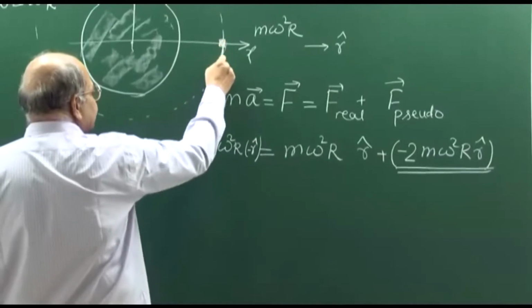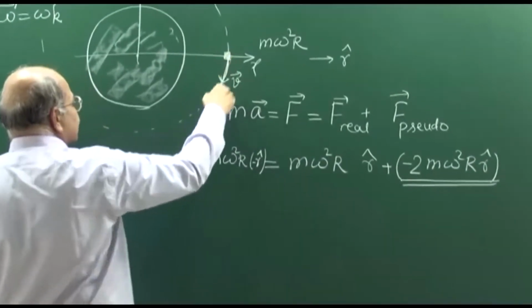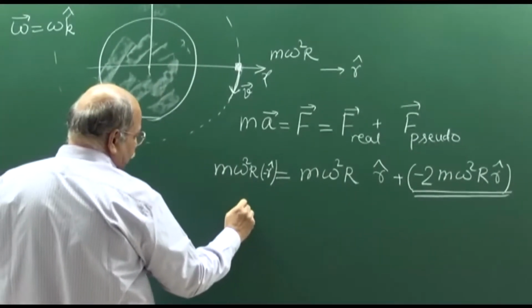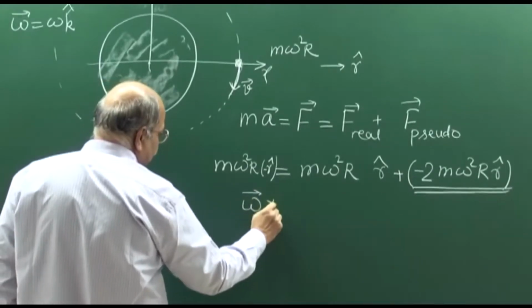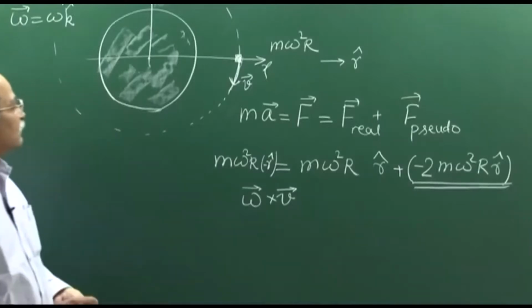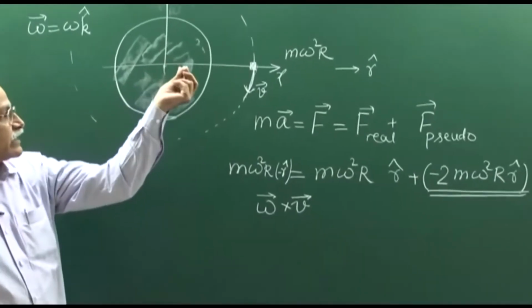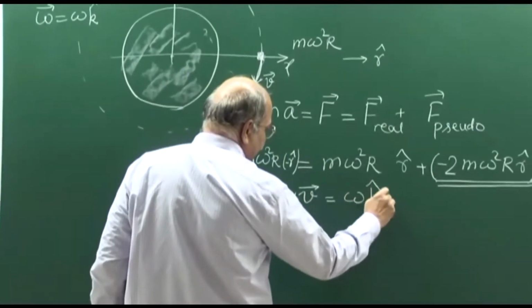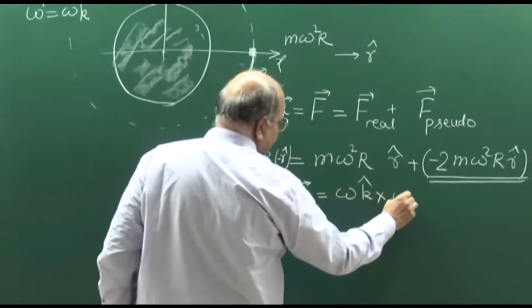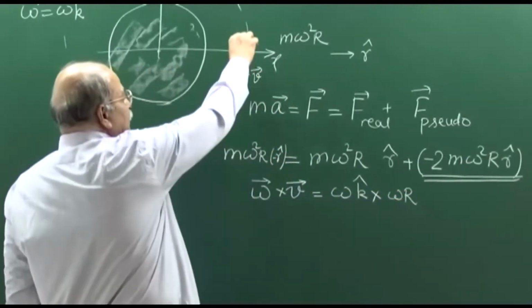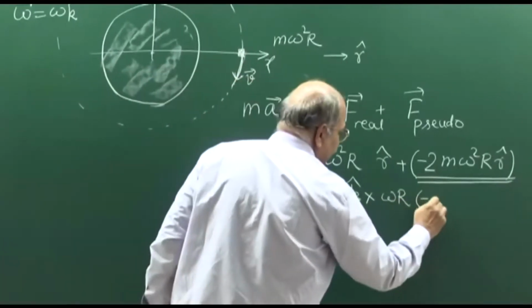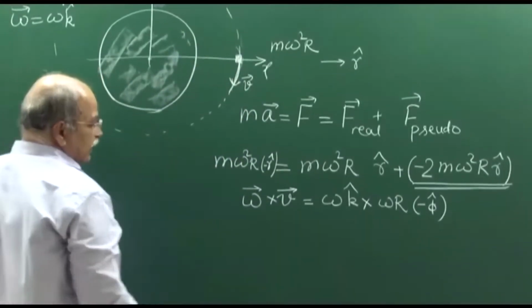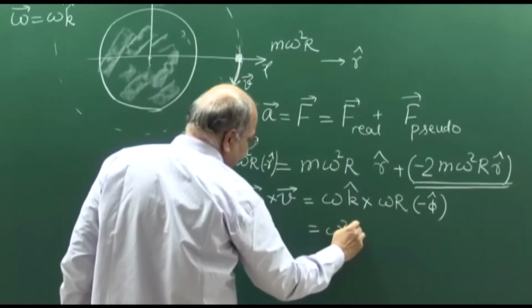If you see, the velocity is in this direction, this is the velocity at this instant, it is going in this circle. So, you can see, what is omega cross v? Omega, remember, is in z direction, so you can write this as omega k cap, and velocity is v, which is omega times r, and that is in minus phi cap direction. This is plus phi cap direction and this is minus phi cap direction, and this is omega square into r.